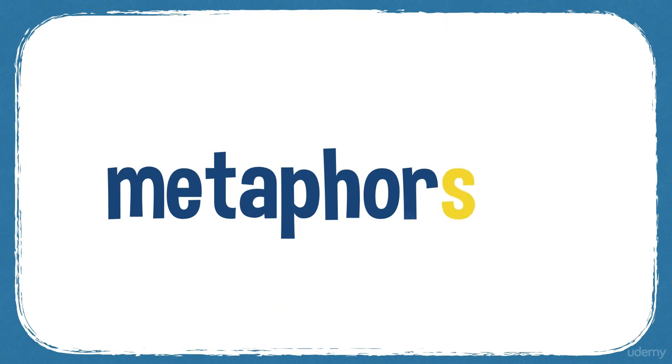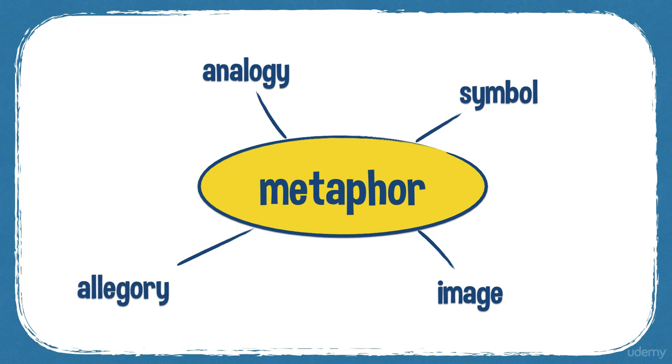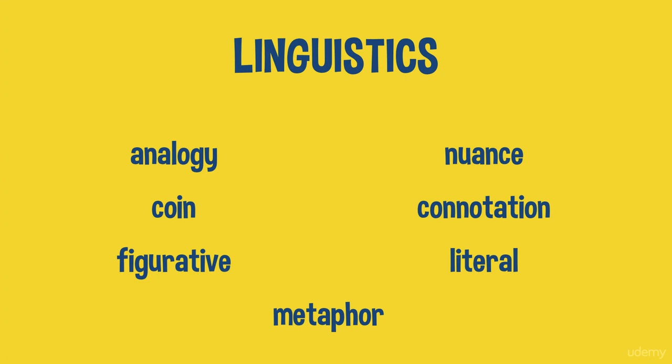So a metaphor, it's a noun, so you can have metaphors, and an adjective, metaphorical. Metaphorical. So metaphor, metaphorical. Some synonyms: analogy, image, symbol, allegory. And so there are your 7 words for linguistics: analogy, nuance, coin, connotation, figurative, literal, and metaphor.